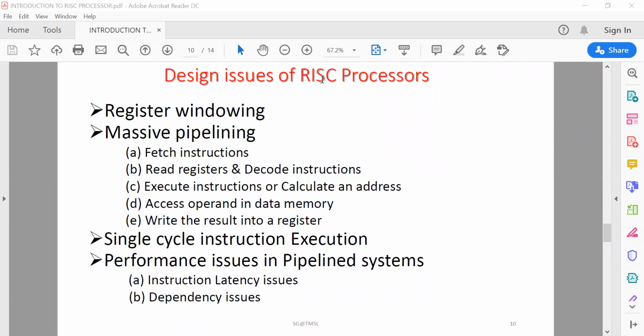And then the massive pipelining issue is there. A RISC processor pipelining operates in much the same way, although the stages in the pipelining are different. While different processors have different numbers of stages, they are basically variations of the 5 stages. The 5 stages are: fetch the instructions from memory, then read registers and decode the instructions, then execute the instruction or calculate an address, then access an operand in data memory, and write the results into a register.